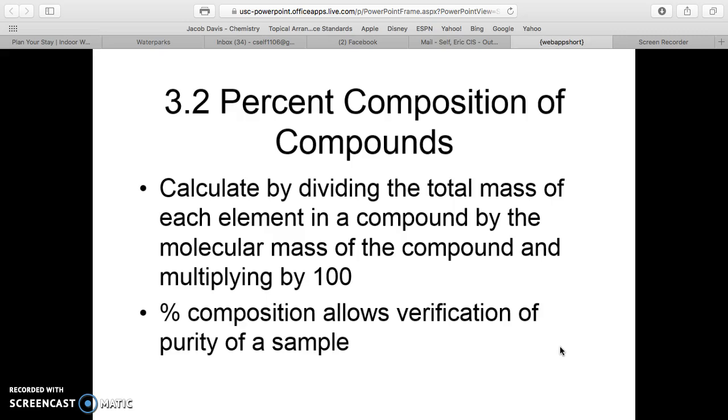But these are critical in chemistry because it allows for verification of the purity of a sample. So we can take the number that we figure as being 100% reliable and compare that to what we do in the lab. So if we get a lab sample of CO2, we can see how pure it is and compare it against what the known percent composition of CO2 should be. So it's really handy in those situations.